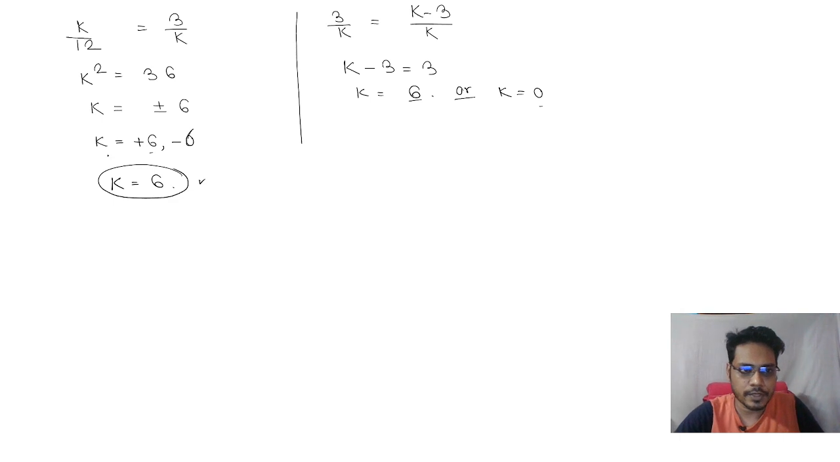So here from the first one, you get k is plus 6 or minus 6, and from the right side you get k is 6. So k is plus 6 is the common value. The required value is k is equals to 6. For this value, it has infinitely many solutions. So the required value of k is 6.